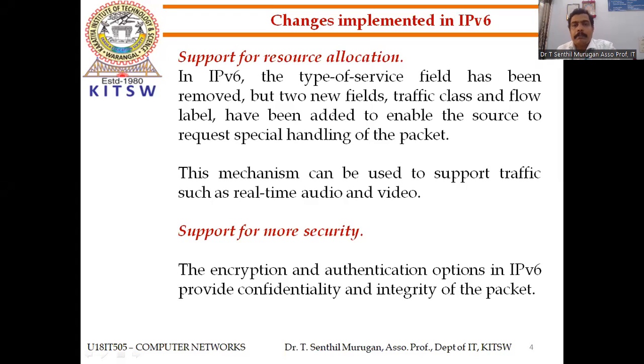So what are the changes that happened in IPv6? Now you see that Type of Service is there in IPv4. Instead of that, which will be removed, in IPv6 we have Traffic Class and Flow Label. Okay, so these are added in the packet to enable the source to request special handling of the packet. The mechanism can be used to support traffic. So the flow control will check the flow control of real-time video and audio transmission.